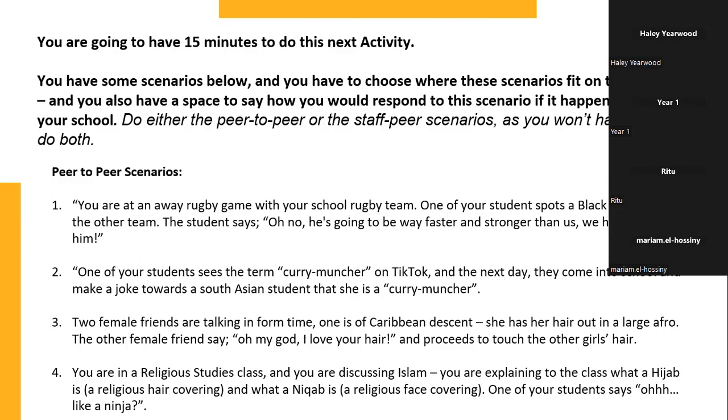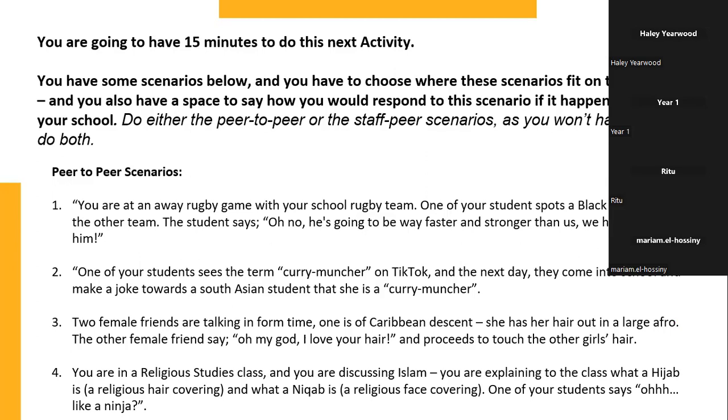Number one, you're at an away rugby game with one of your school rugby teams. One of your students spots a Black student on the other team, and the student says, "Oh no, he's going to be way faster and stronger than us. We have to watch him." Number two, one of your students sees this term on TikTok, which I'm not going to say aloud because it's a racial slur. And the next day they come into school and make a joke towards a South Asian student and call them that name.